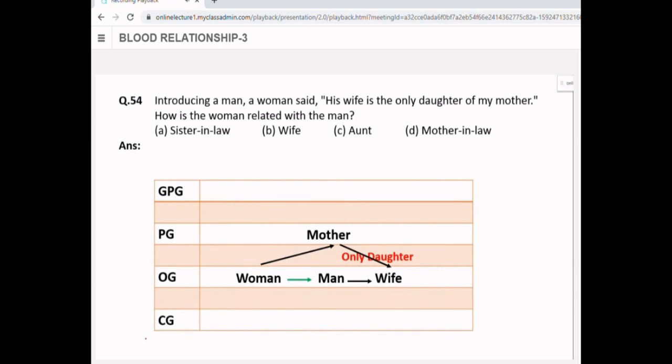Agreed? This woman here, the one who is introducing, and this wife, what relation do they have? They have a common mother. Common mother means these two are siblings. They are sisters of each other. How is the woman related to the man?